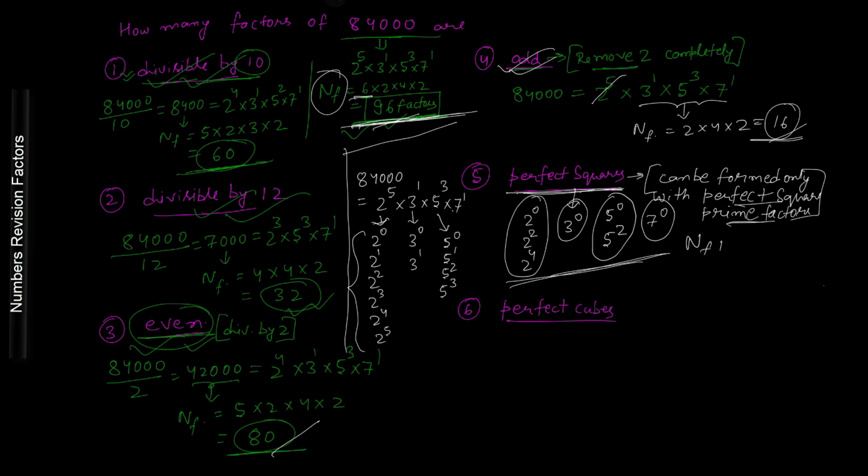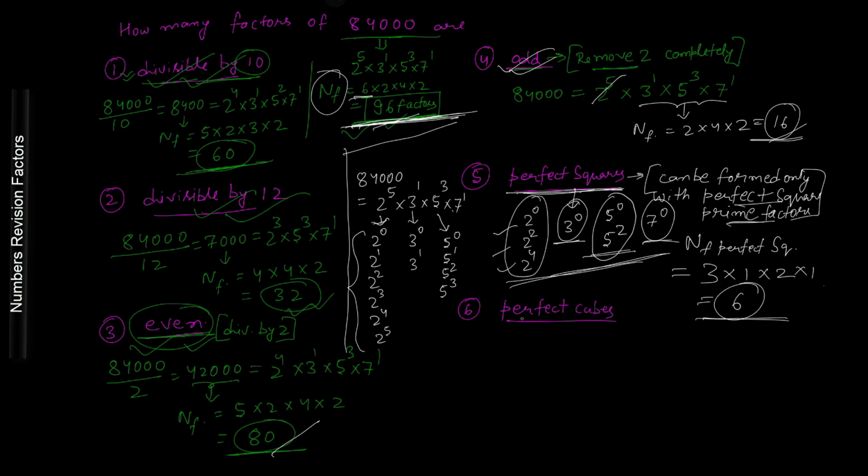So the number of factors which are perfect squares can be counted from here like this. How many possibilities for 2? 3 possibilities. Right? How many possibilities for 3? 1 possibility. How many possibilities for 5? 2 possibilities. How many possibilities for 7? 1 possibility. So there are 6 factors. Try to understand, out of these 96 factors of 84,000, there are 6 factors which are perfect squares.